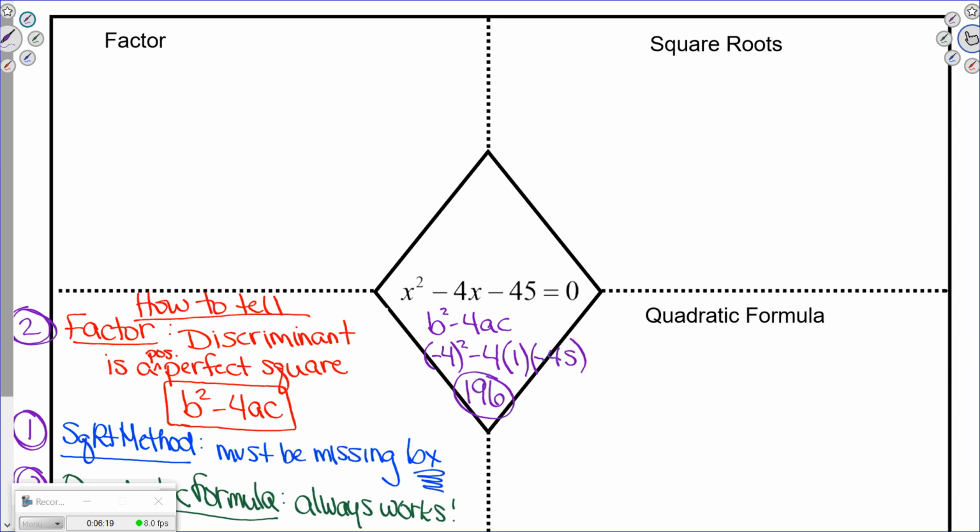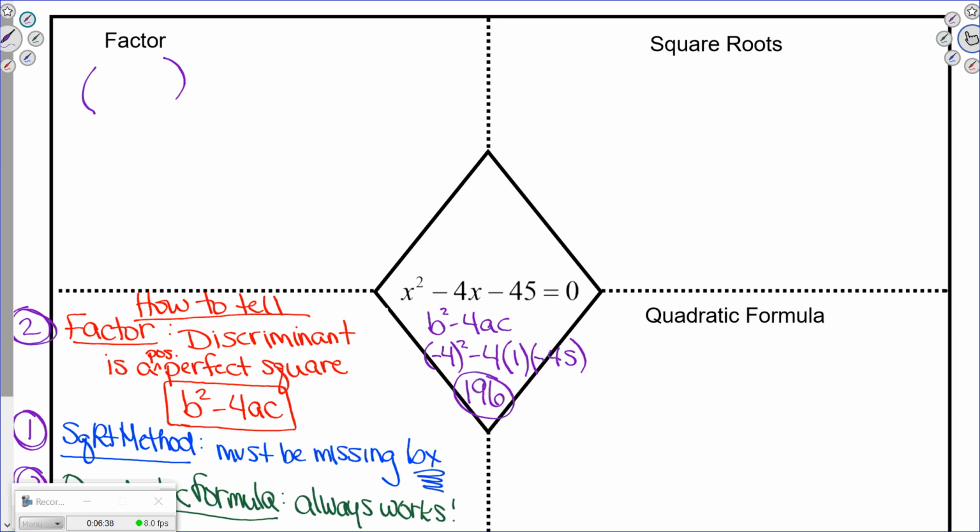Now that one, again, there's no a value, so it might have been easy for you to recognize that it does factor. But if you have one that has a lot of options for a, a lot of options for c, and you're like, I don't want to play around with it, then just check that. If b squared minus 4ac is a perfect square, positive, then you know it will factor. Okay, so let's go ahead and factor it.